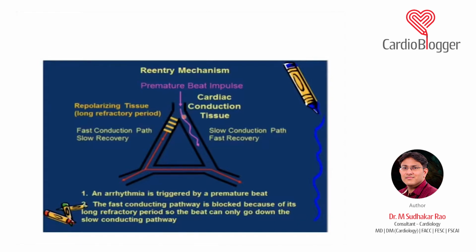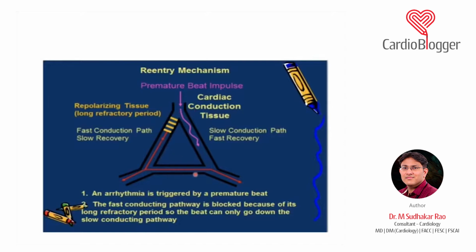The slow pathway, though it is slow, has a very short refractory period. Now it goes through the slow pathway towards the ventricular myocyte. It takes this route, and by the time it does, the refractory period of the fast pathway will be over. Because the refractory period is over, it goes back up again to the SA node. So it forms a circus movement.